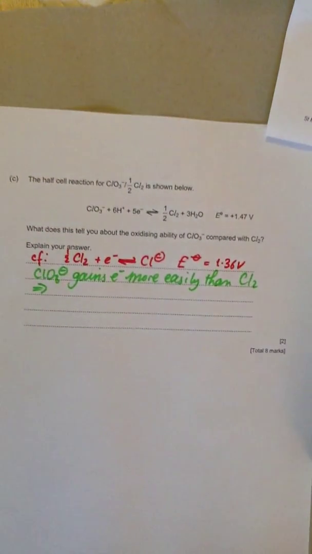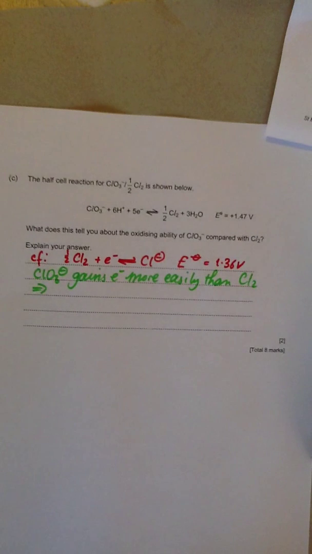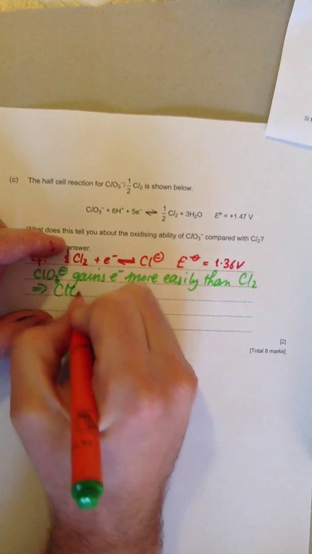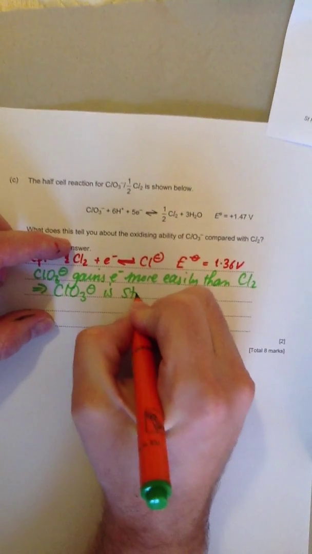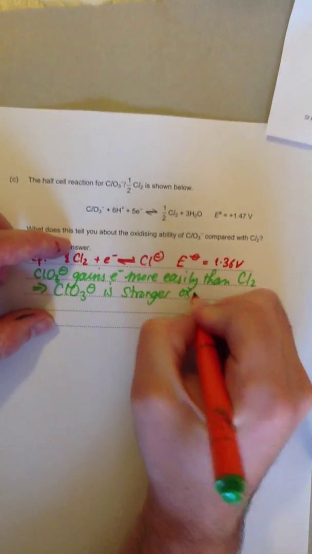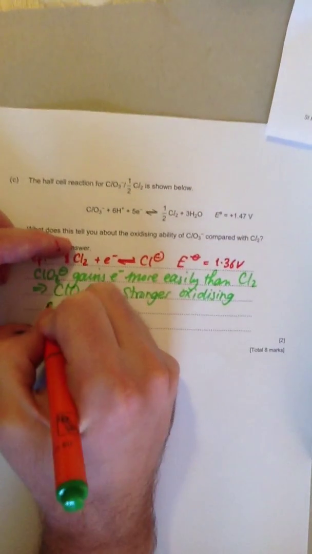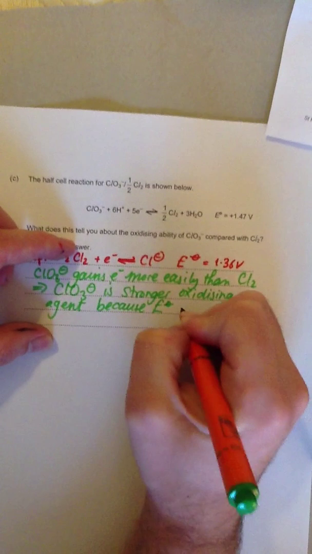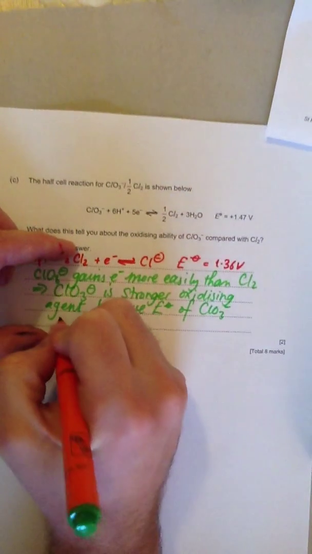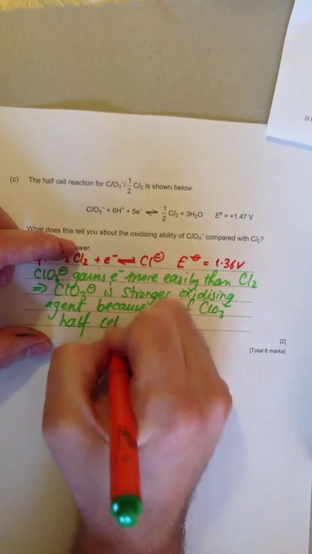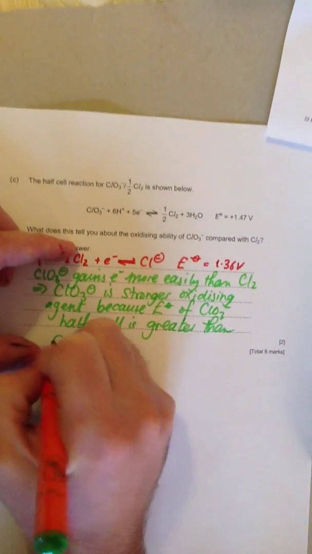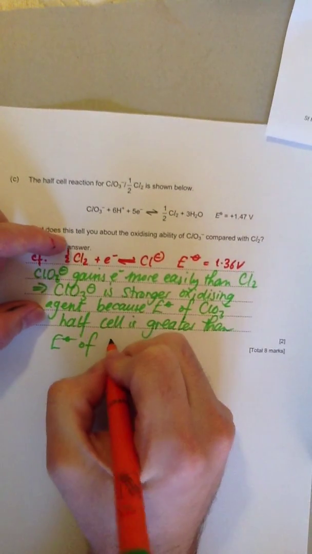And the thing that gains electrons is the oxidizing agent. It gets reduced in the process, but the thing that gains electrons is the oxidizing agent. So that means the ClO3- is the stronger oxidizing agent. And we tie that up by saying, because the E0 of the ClO3- half cell is greater than the E0 of the Cl2 half cell.